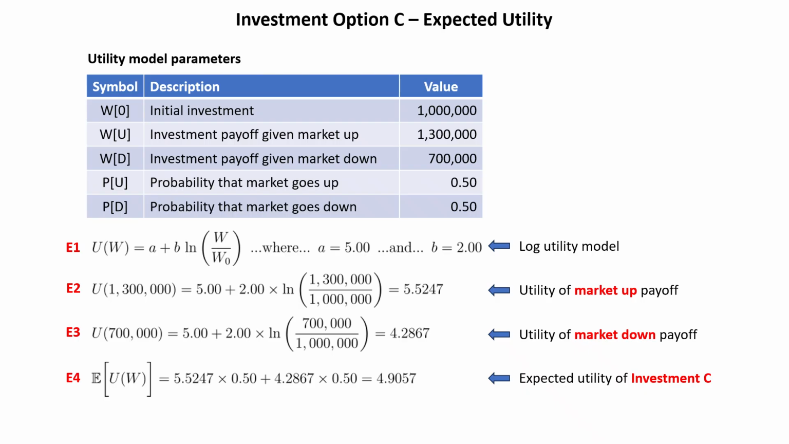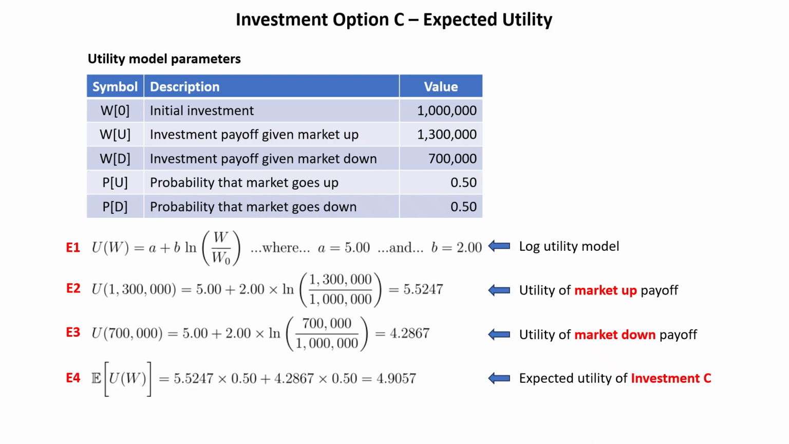But then we have the market down payoff. That's equation E3. So the utility of 700,000, which is what we get if the market goes down, is that same equation, 5 plus 2 times the log of our ending wealth, which now is no longer 1.3 million, it's 700,000. So it's a log of 700,000 over a beginning wealth of a million. So in this case, if the market goes down, obviously the utility is going to be less than if the market goes up. So our utility is 4.2867. And that's the utility of the market down payoff.